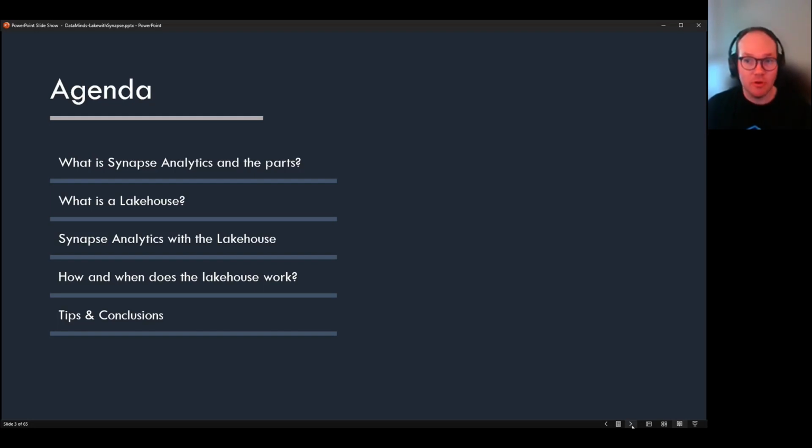And then we're just going to, what are we going to talk about? So first of all, I just want to level set on what is Synapse Analytics and what are the parts, because we can talk about Synapse Analytics as being one thing, or we can talk about what are the actual component parts that are inside that.